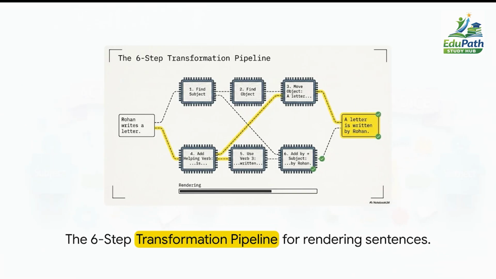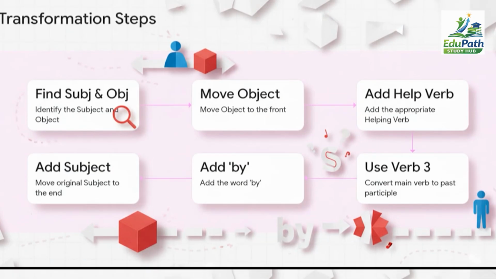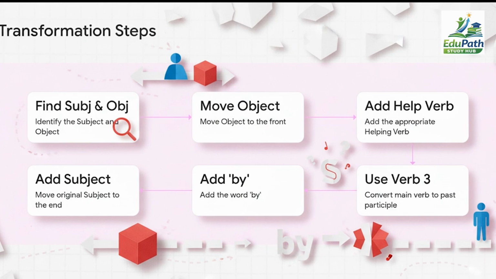I love this concept. Think of this as the system engine room, where we literally render an active sentence into a passive one. Just like a circuit board, our sentences go through this really mechanical, step-by-step rendering process. Your active input, like Rohan writes a letter, gets routed through 6 specific microchips to output the passive result. A letter is written by Rohan. It's brilliant. So let's slow down for a second and walk methodically through these 6 computational steps.